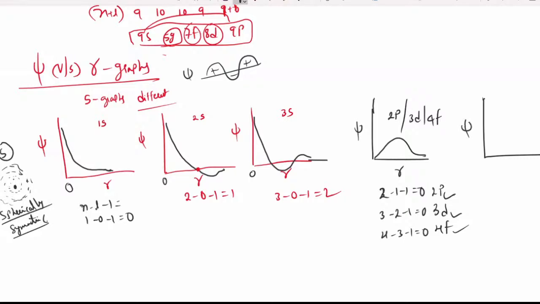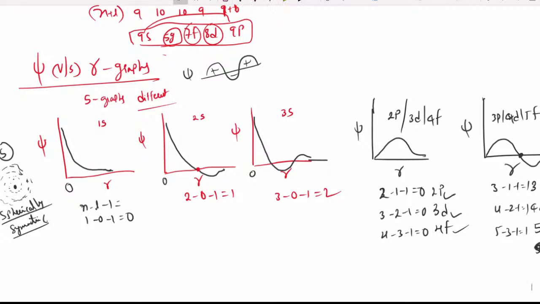If we write the same graph, psi versus r for 3p, 4d, 5f, the graph becomes like this. 1 node occurs. Why? Because 3 minus 1 minus 1, 1 node. 4 minus 2 minus 1, 1 node. 5 minus 3 minus 1, 1 node. Yes, this is the graph for 3p, 4d, 5f.